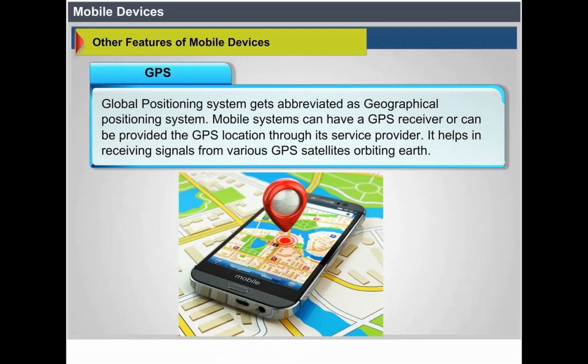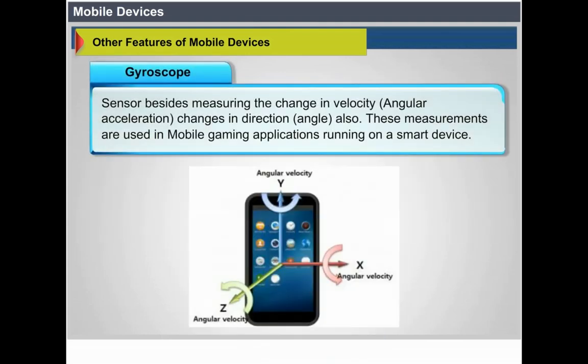GPS. Global Positioning System, also known as Geographical Positioning System. Mobile systems can have a GPS receiver or can be provided the GPS location through their service provider. Receives signals from various GPS satellites orbiting Earth. Gyroscope: a sensor which measures the change in velocity, angular acceleration as well as change in direction, angle. These measurements are used in mobile gaming applications running on a smart device.